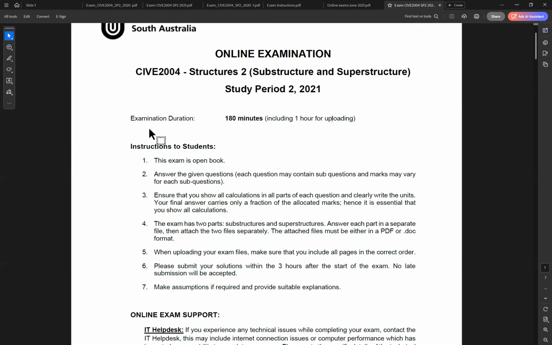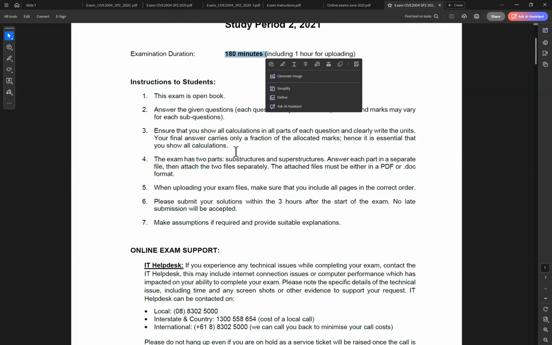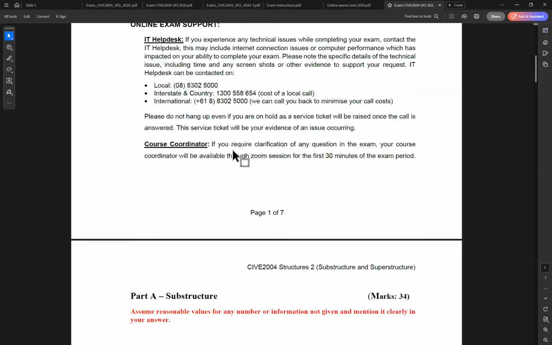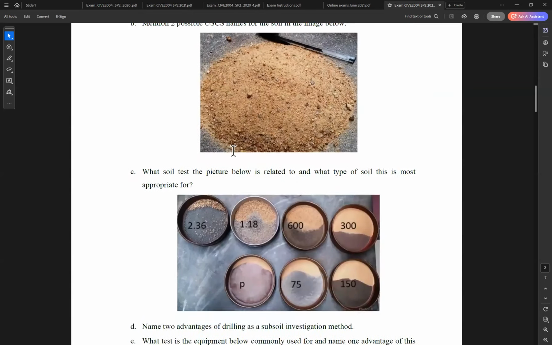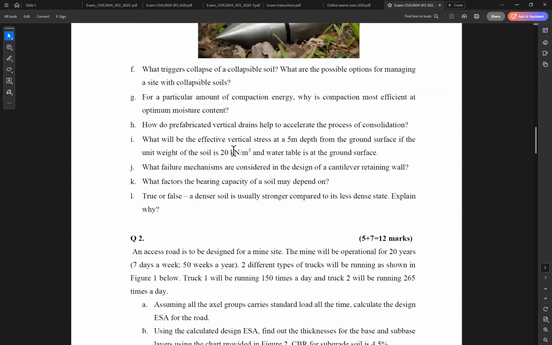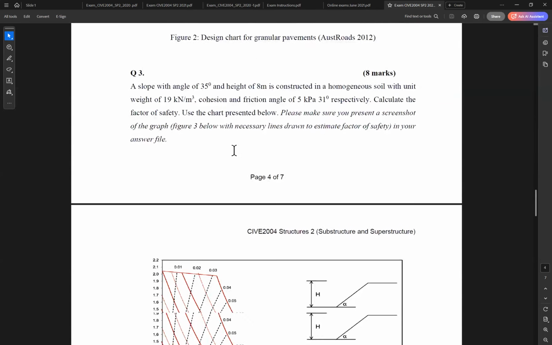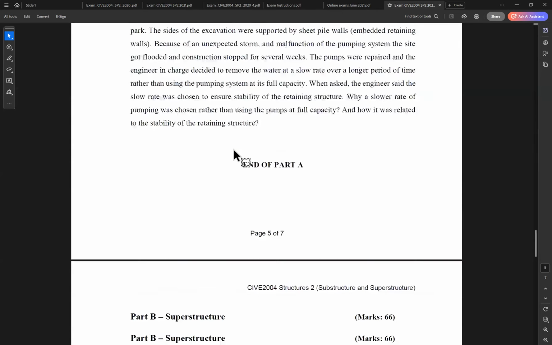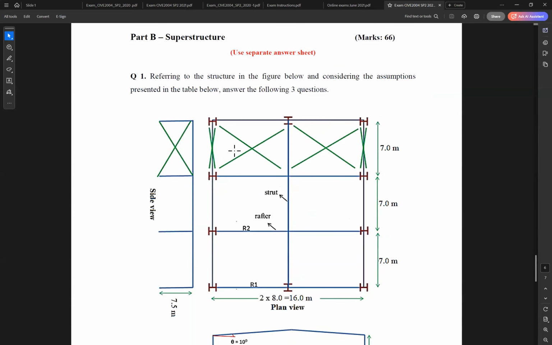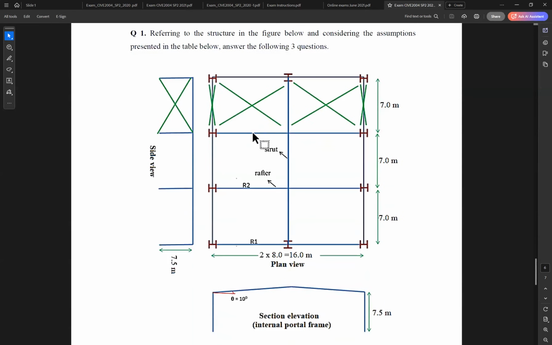The instruction to students and so on may be a little bit different because the exam before was 180 minutes, so 3 hours. So you can read the exam instruction from the course website. But let's go to the superstructure part. So for the superstructure part, for example, here is an example of the question we have.